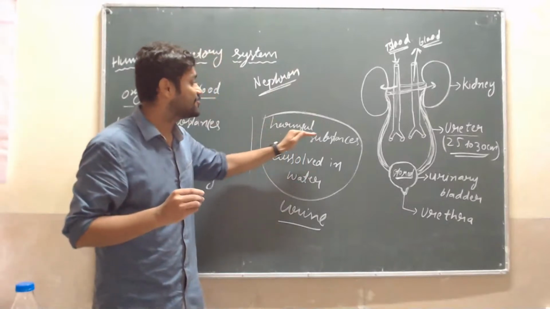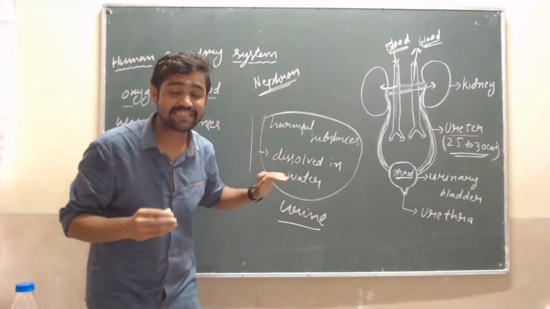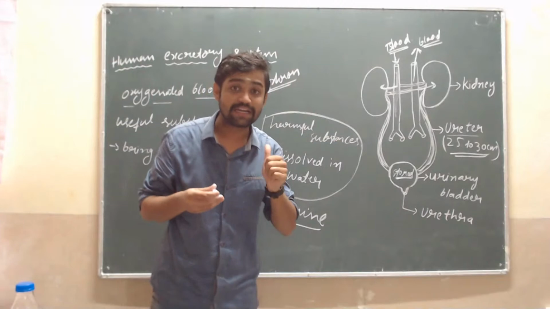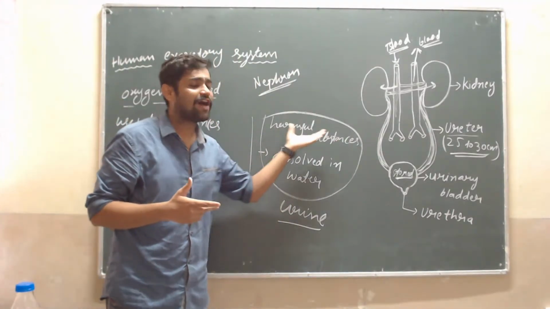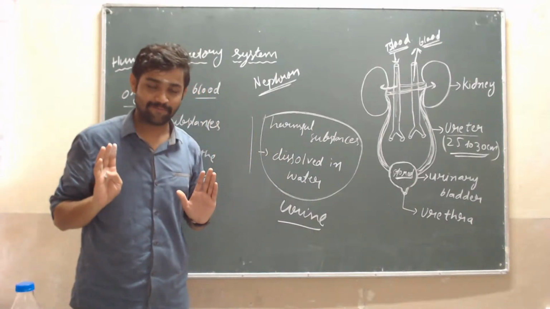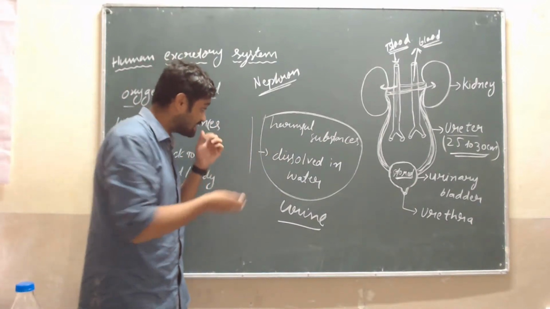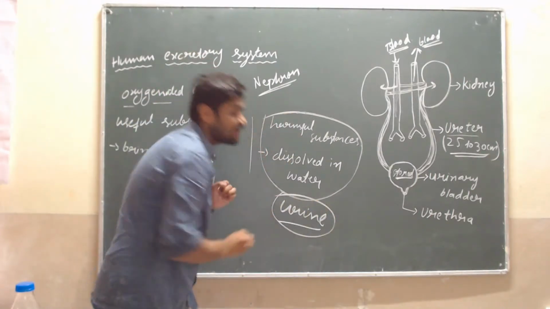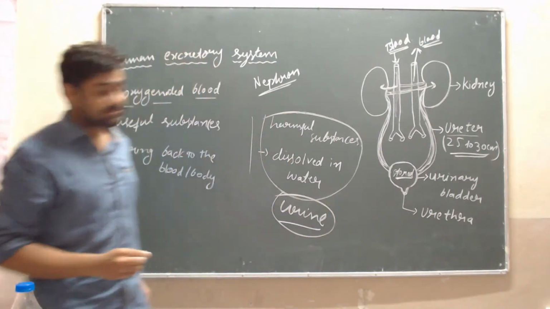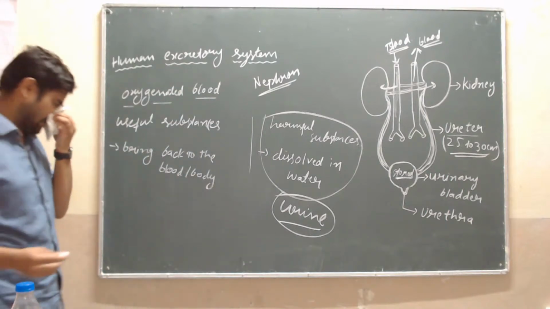Then what about the useless or harmful substances? They are dissolved in the water. The water we drink, with the help of that water the harmful substances are dissolved. That waste particles dissolved in the water is called urine.